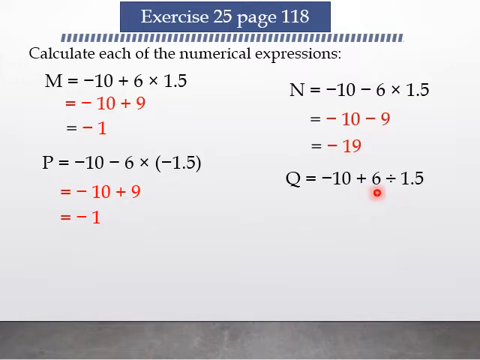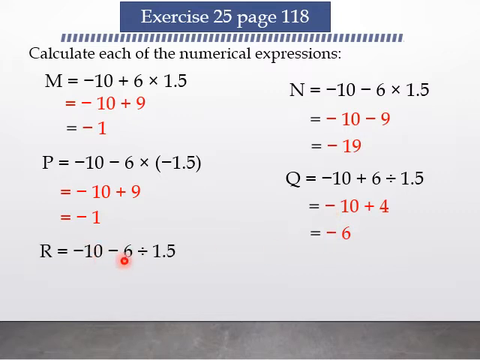Q equals minus 10 plus 6 divided by 1.5. Here also the priority goes to division. So I write minus 10. What's the result of dividing 6 by 1.5? It's 4. Minus 10 plus 4 is minus 6. Why minus 6? We know that 10 minus 4 is 6, and since the greater number has a negative sign, the result should be negative.